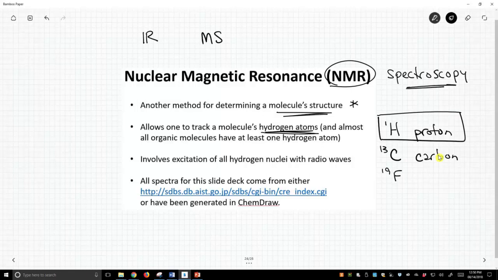So what we're going to do is we're going to take our hydrogen atoms and we're going to excite them to a higher energy state with radio waves. Radio waves are part of the electromagnetic spectrum. It's a form of light, and so therefore this is a spectroscopic technique. And so that's the idea. We're going to excite our nuclei, and then we're going to see their excited states, and we're going to be able to get structural information on our molecules.